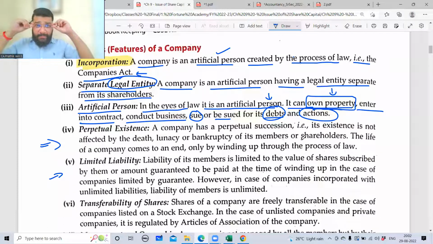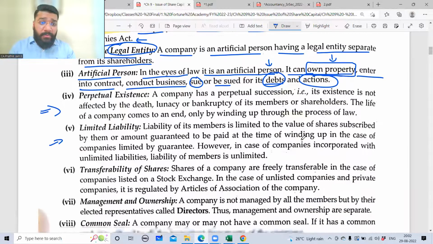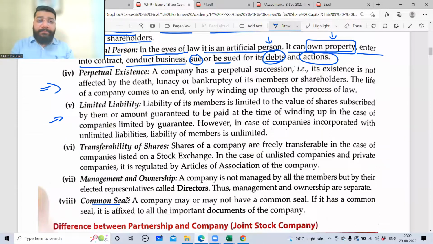Yes, boss. Seal is the same as logo. I'll come to that. The seal will be discussed here.